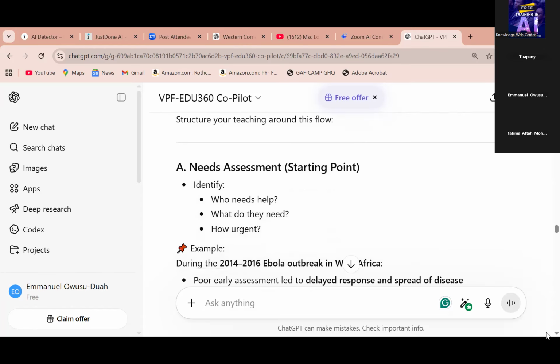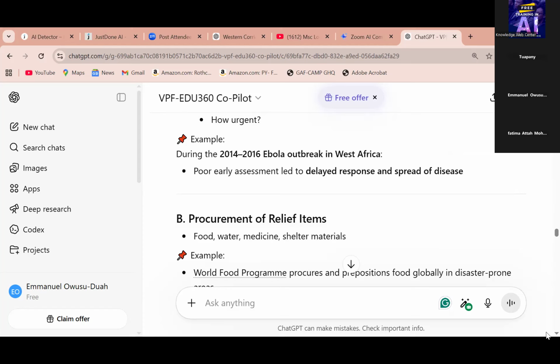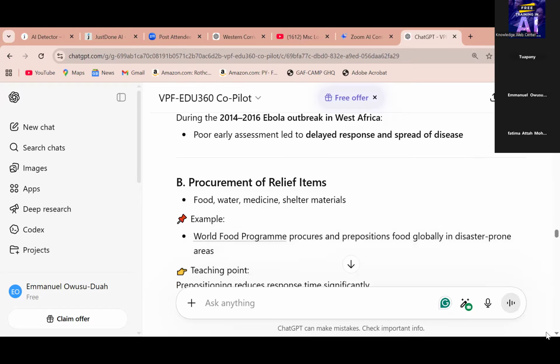A, needs assessment. That's the starting point. Identify who needs help. What do they need? How urgent? Example, during the 2014 to 2016 Ebola outbreak in West Africa, poor early assessment led to delayed response and spread of disease. Then B, procurement of relief items, food, water, medicine, shelter materials.